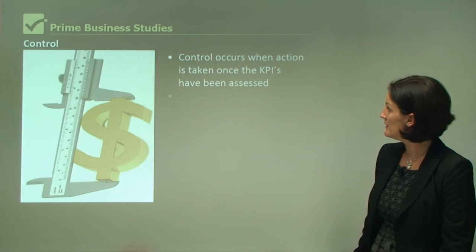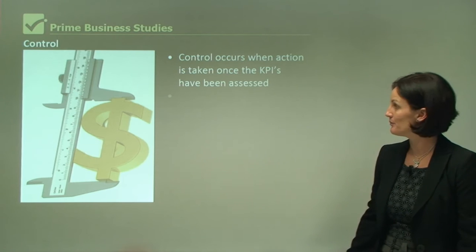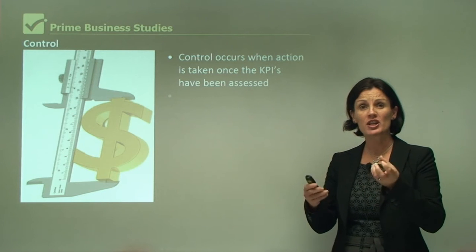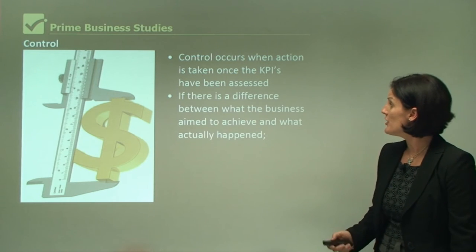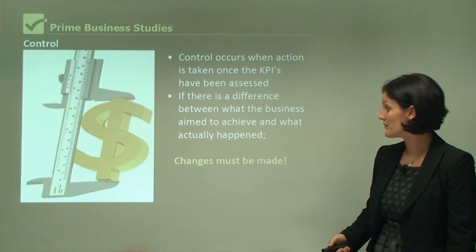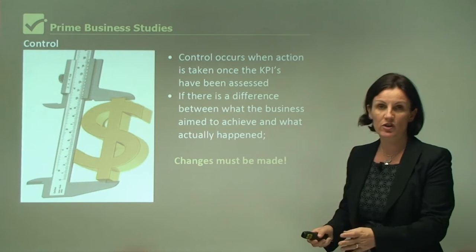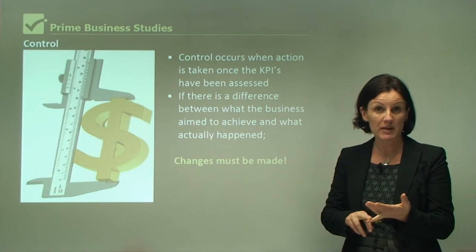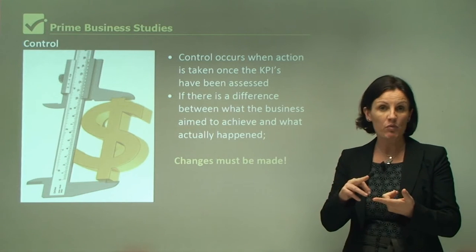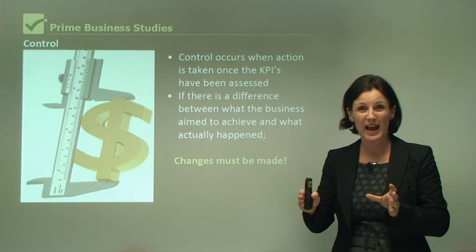Now, control is an action that's taken once the KPIs have been assessed. So, once we've actually set up our KPIs, we actually need to now control them. If there is a difference between what the business aimed to achieve and what actually happened, changes must be made. So, we set up what we want to achieve. We want to achieve this many sales, this much product, we want this degree of quality, and we want these lead times. Then we compare those to what actually did happen.